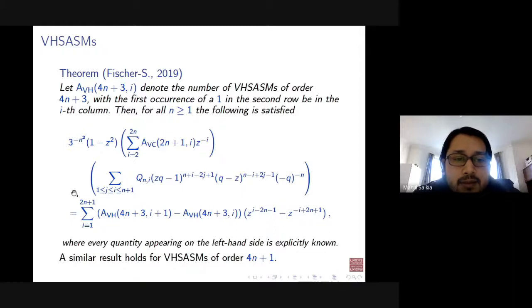And whatever appears on the left hand side, I know this explicitly. So for example, this quantity AVC was the quantity that I showed you 2 or 3 slides back, which was the number of vertically symmetric alternating sign matrices where you fix the position of the one in the first column. So this quantity is already known to us.